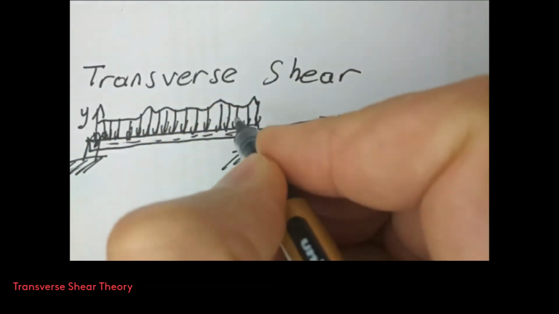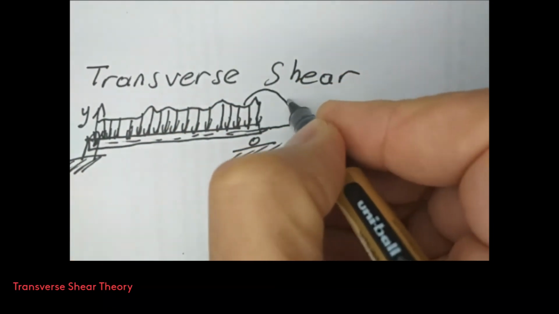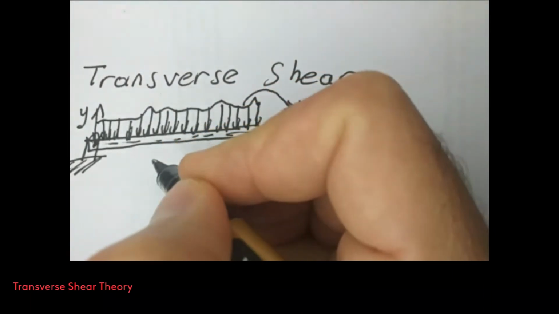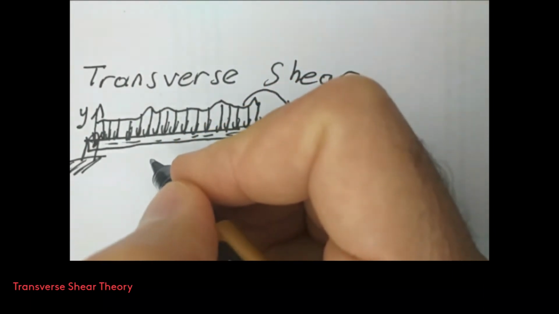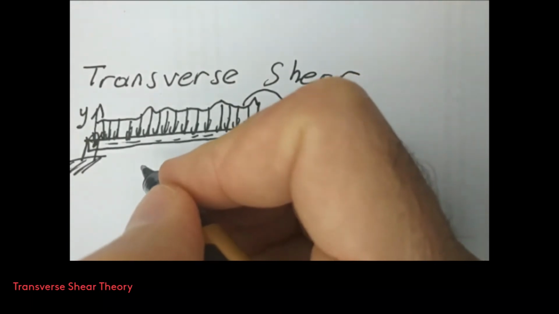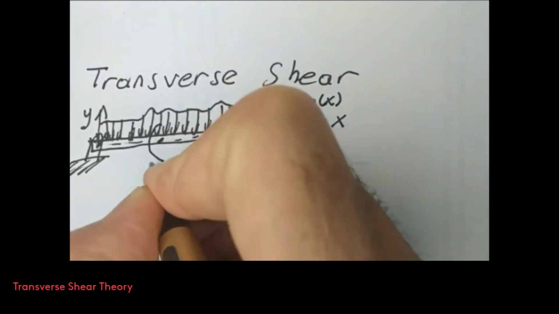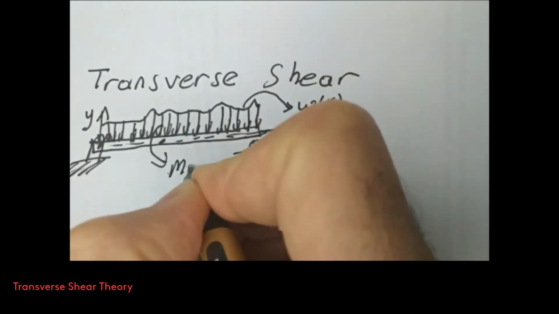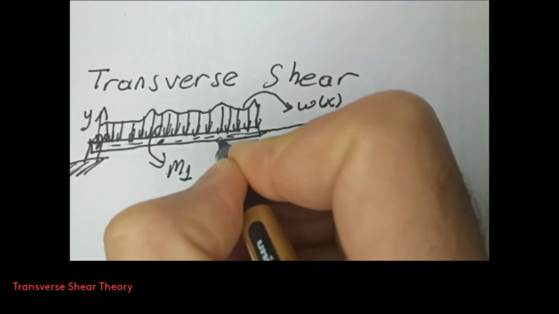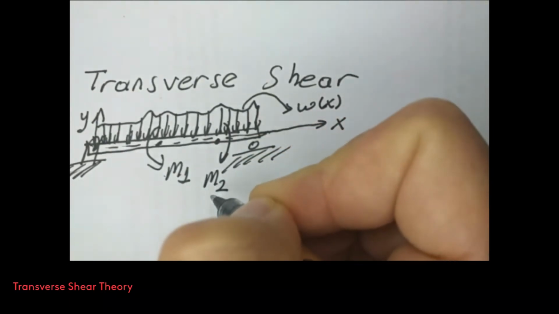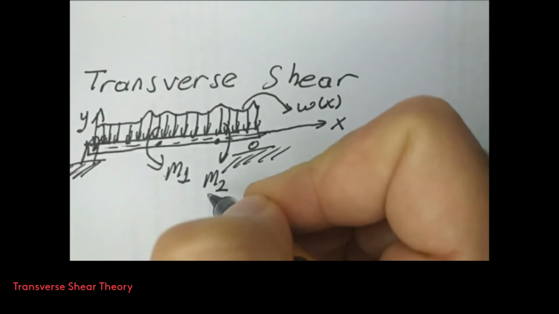So this is basically W of x. In fact, we may have some bending moments at arbitrary locations, let's say M1 and M2. Moreover, we may have point loads.